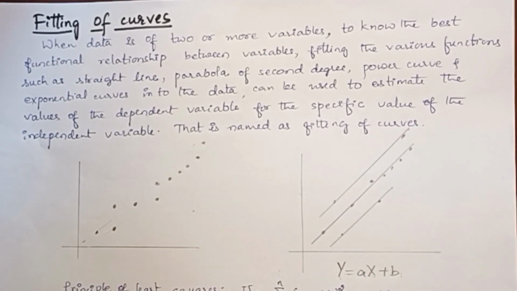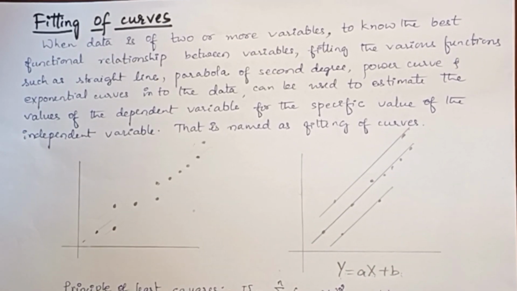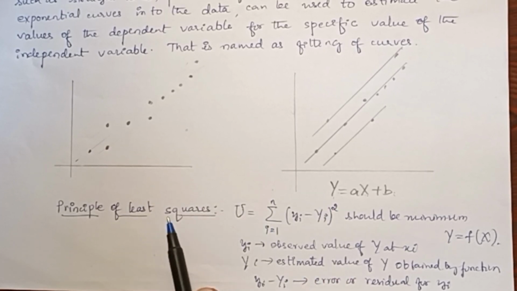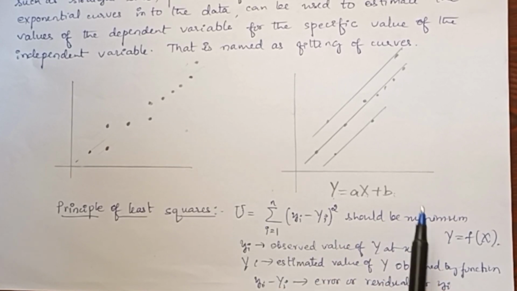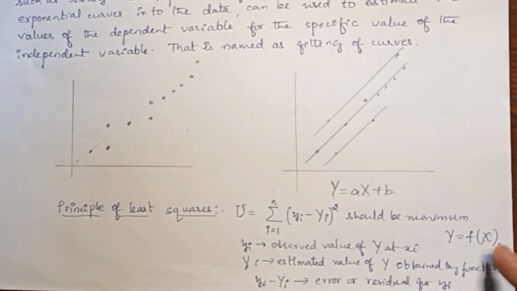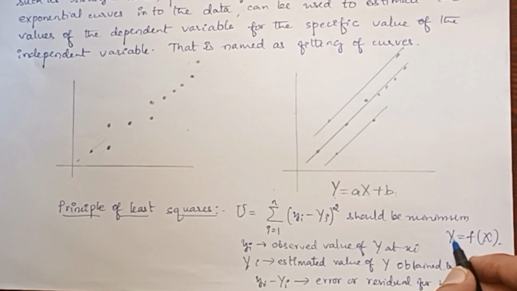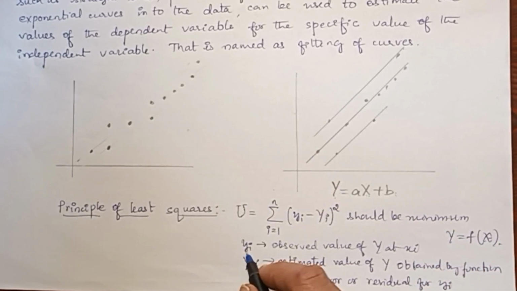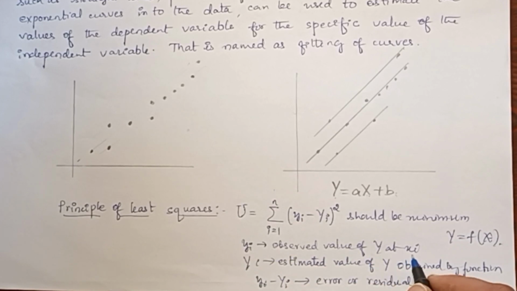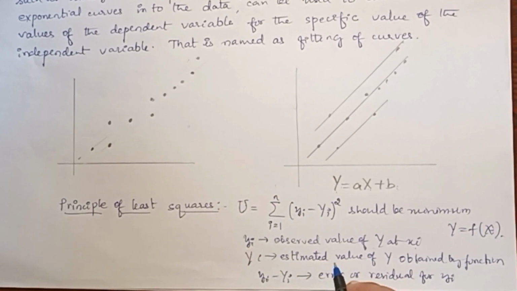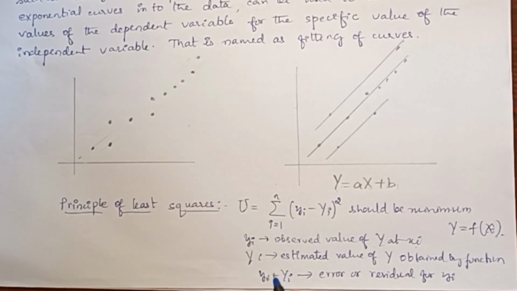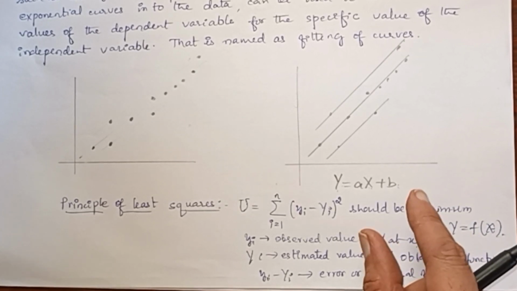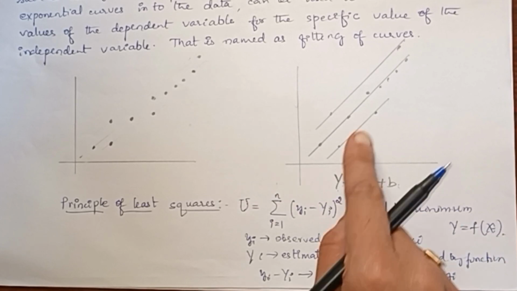That is done using the principle of least squares. This is the principle of least squares. Here, Yi minus yi should be made minimum to get the best fit. If you are representing the given data as y equal to f of x, small yi is the observed value of y at xi, and capital Yi is the estimated value of y obtained by the function, whatever approximated function we have. Then the difference gives you the error, or the residual for yi. If you minimize the error, then you will get the best curve.